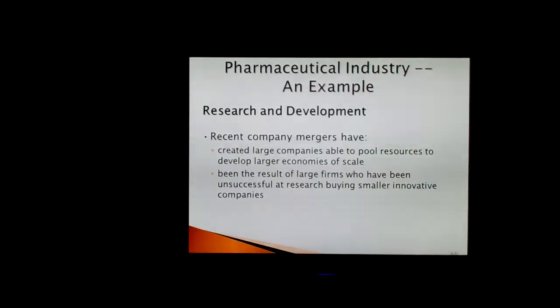Recent company mergers have created large companies able to pool resources to develop larger economies of scale. Very important for a successful drug firm. It's been the result of large firms who have been unsuccessful at research buying smaller, innovative companies.